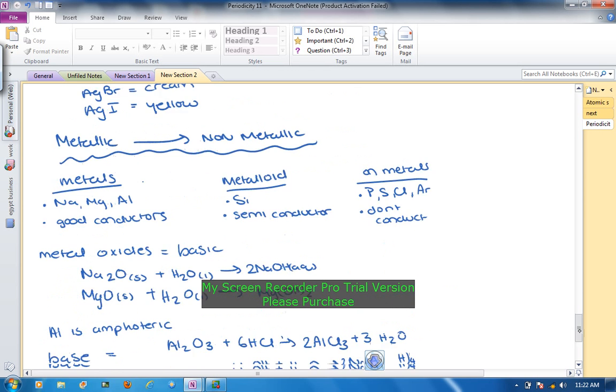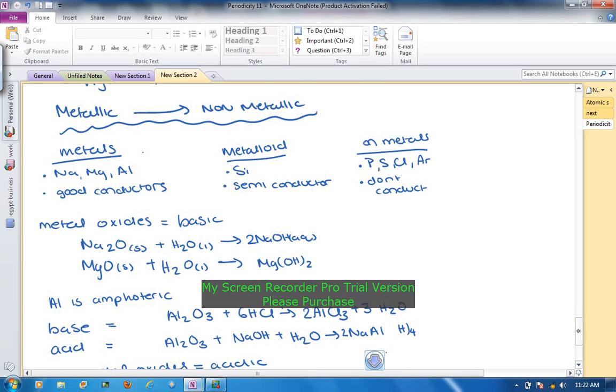And finally, the last thing that we're going to discuss in this topic is the change from metallic to non-metallic nature of the elements across period 3. The metals, sodium, magnesium, and aluminum are all good conductors of heat and electricity. Silicon is a metalloid, which means that it has properties of a metal and a non-metal, and it is a semiconductor.